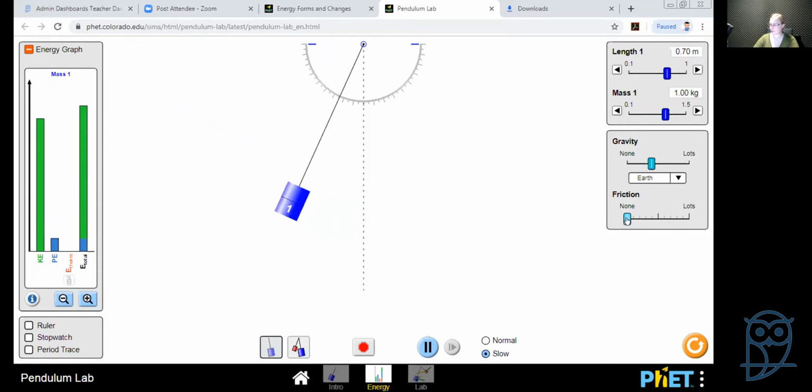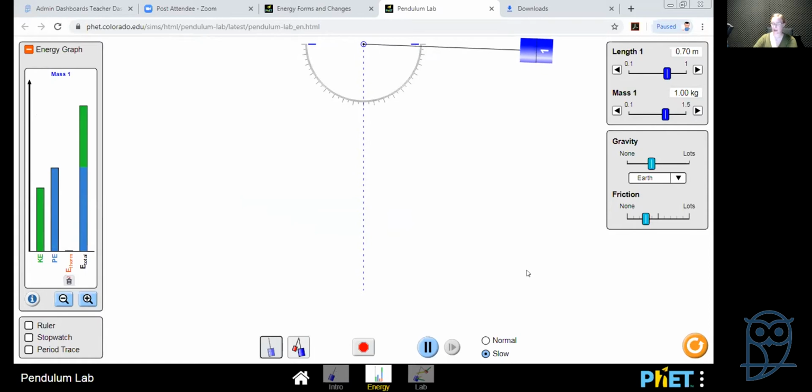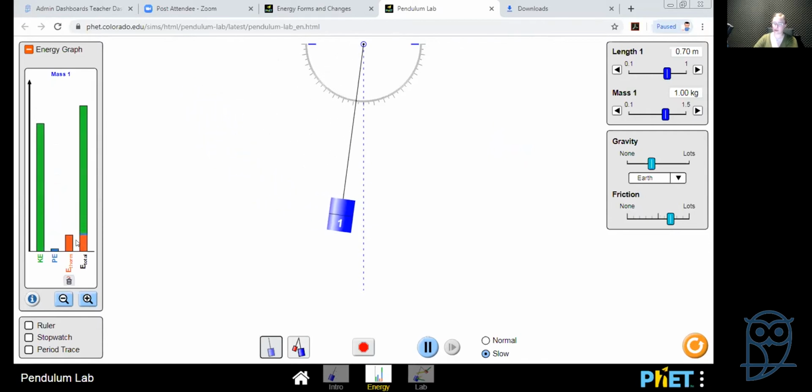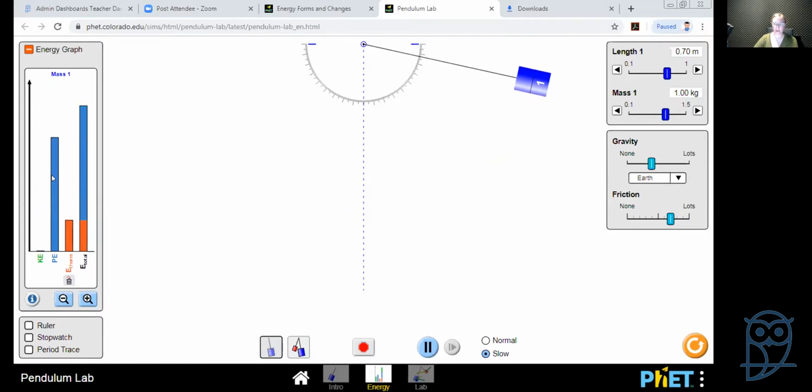Now, if I add some friction, friction happens because things move against each other. At the point where it has the most kinetic energy, it will start turning some of that kinetic energy into thermal energy due to the friction. So that is what's happening here.